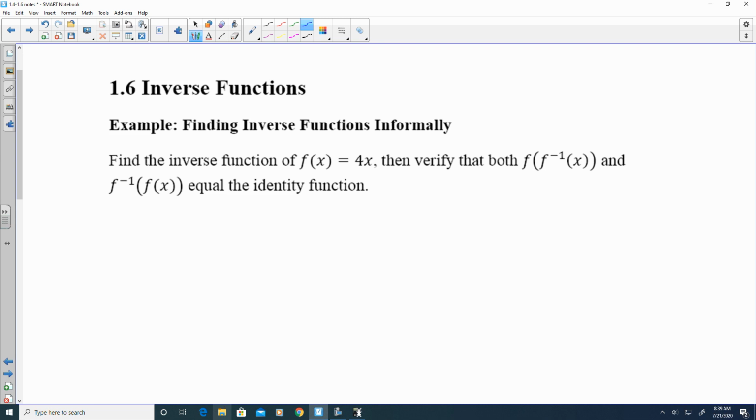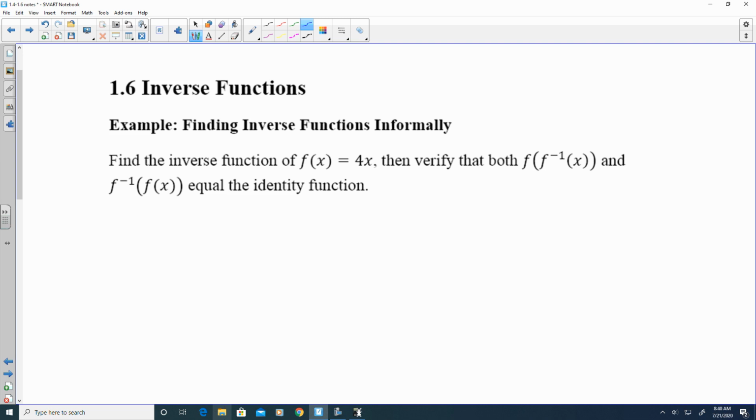So first we have function f of x is equal to 4x. We need to find the inverse of that and then verify that f of f inverse, so that's that composition that we did in section 5, and f inverse of f equal the identity function. So that notation, that f to the negative 1, that means f inverse.